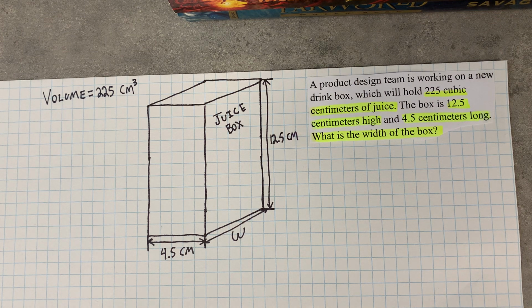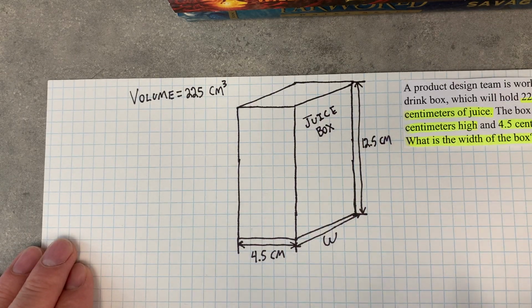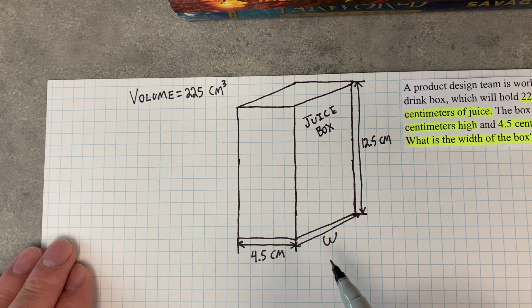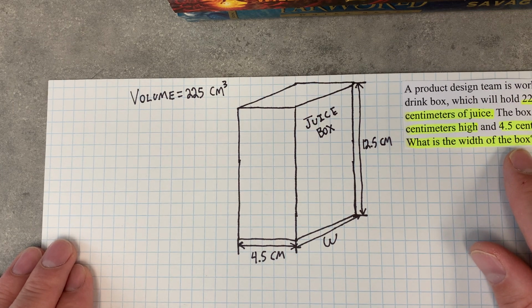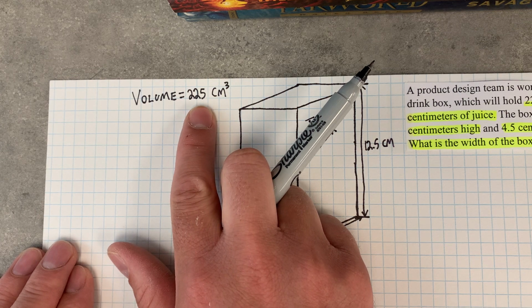Now, what I've already done, because it's really helpful for me, is I've drawn a picture of this juice box. Right over here, on my juice box, I've got my length of 4.5 centimeters, my height of 12.5 centimeters. The width is still just W because I don't know what the width is. I wasn't given that in the problem. And then I've written what the volume was that they gave me, 225 centimeters cubed.